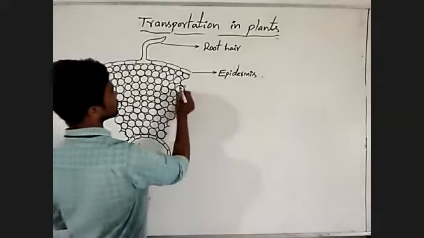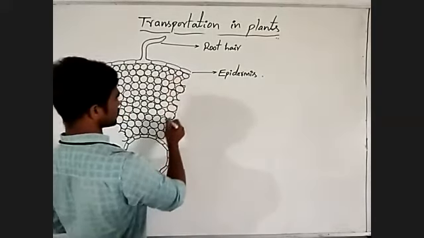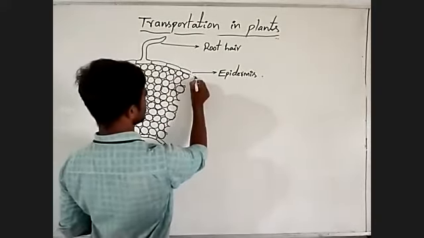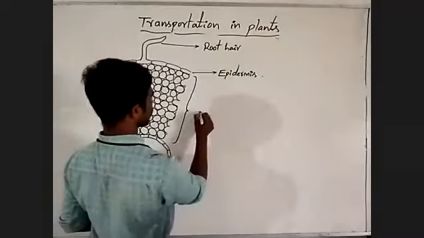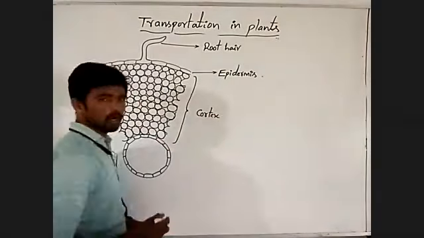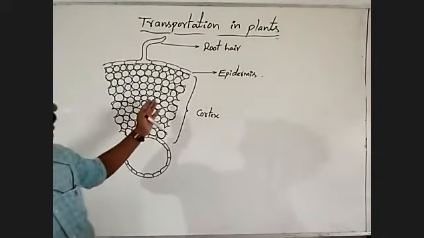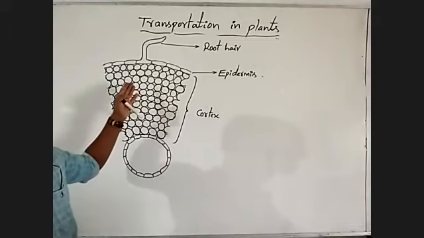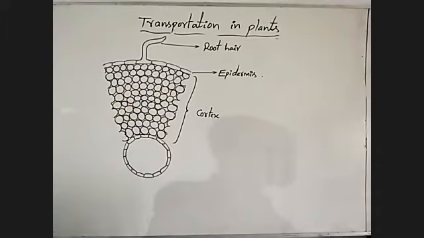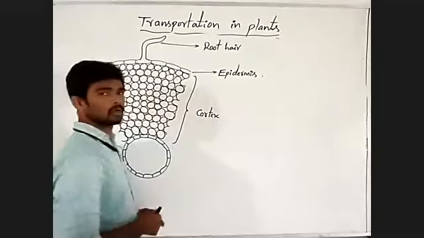Next, this entire parenchymatous region is called the cortex. Cortex is made up of parenchymatous tissue. These cells are called cortical cells.